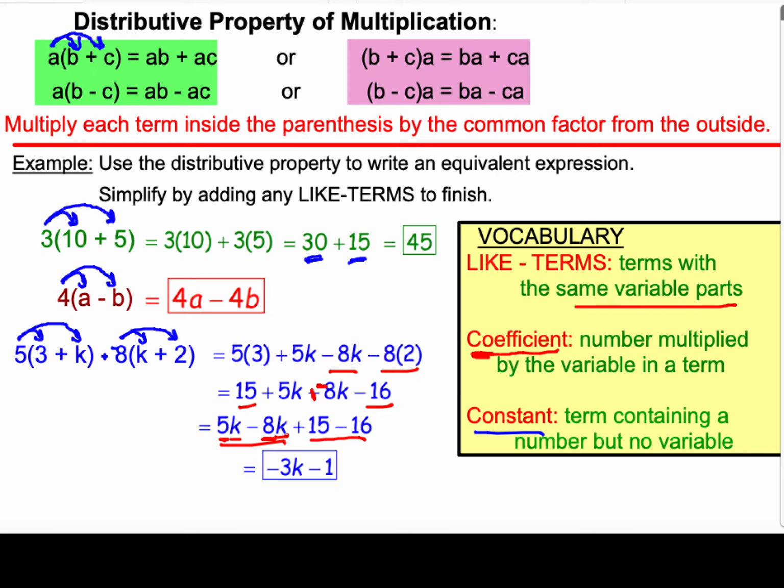And then 15 minus 16, right, the two constant terms, 15 minus 16 would be a negative 1, but again, addition with a negative, plus negative 1, is the same thing as minus 1.